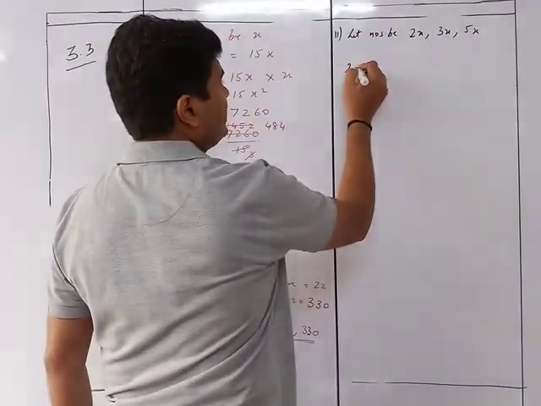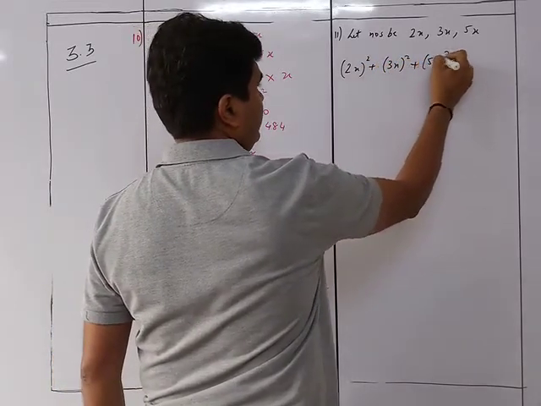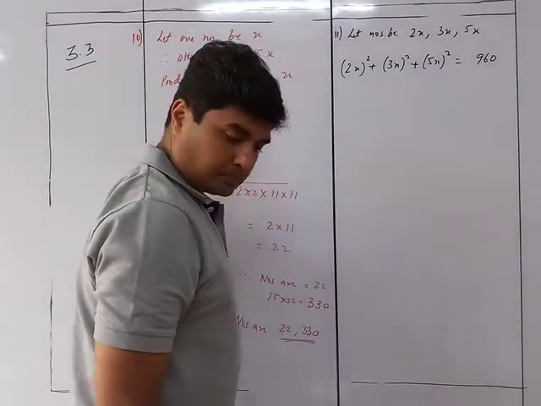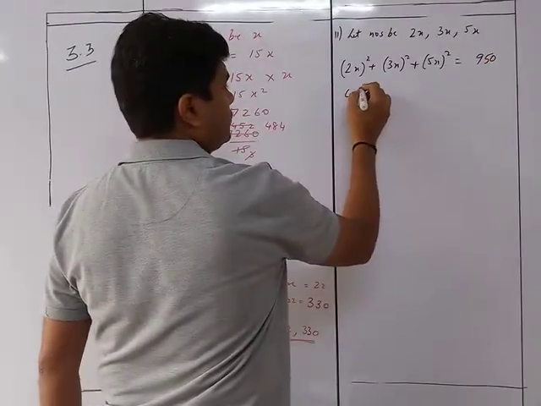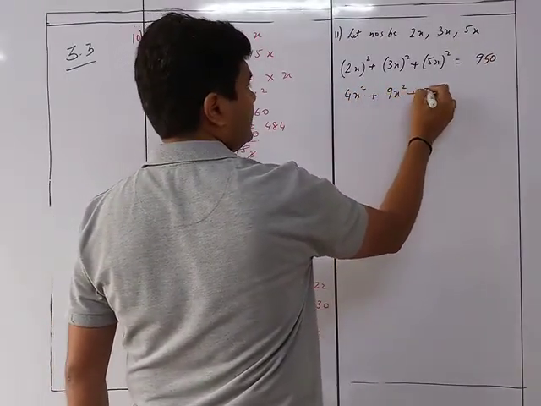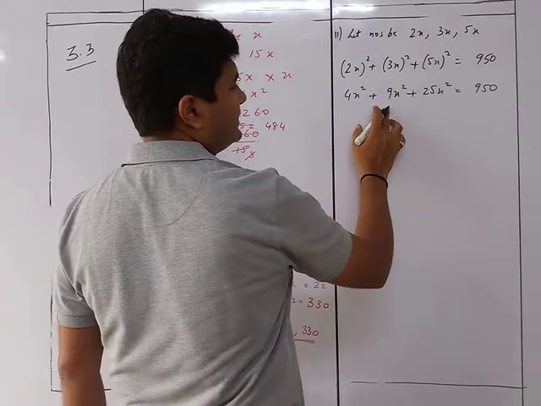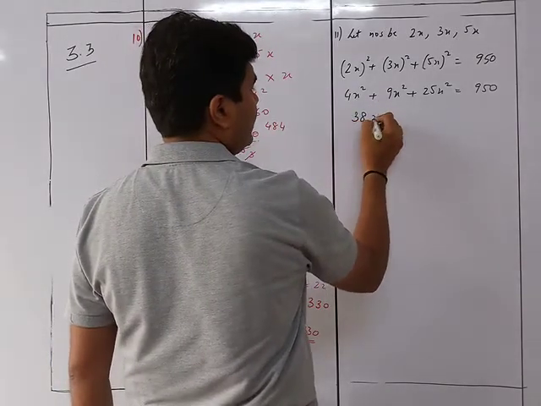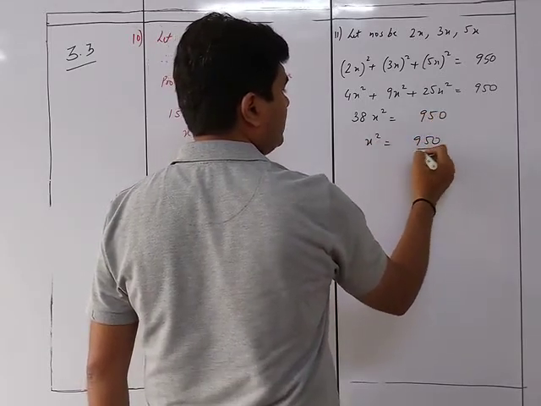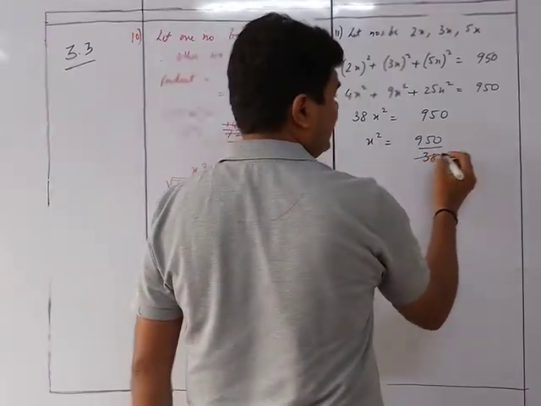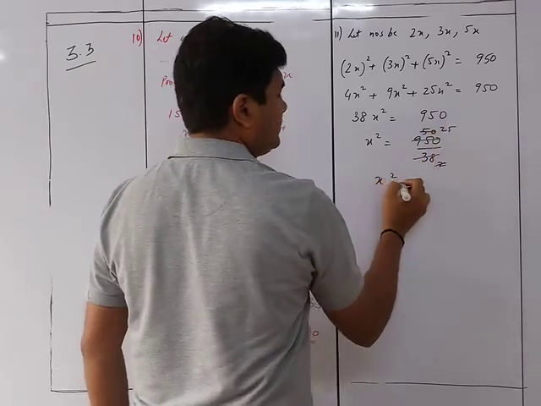That means (2x) squared plus (3x) squared plus (5x) squared is equal to 950. So that is 4x squared plus 9x squared plus 25x squared is equal to 950. So 25 plus 9 is 34, plus 4 is 38. So 38x squared is equal to 950. So x squared will be equal to 950 upon 38. You can do the cancellation. 19 times 2 is 38 and 19 times 50 is 950, so 25. So x squared is equal to 25.